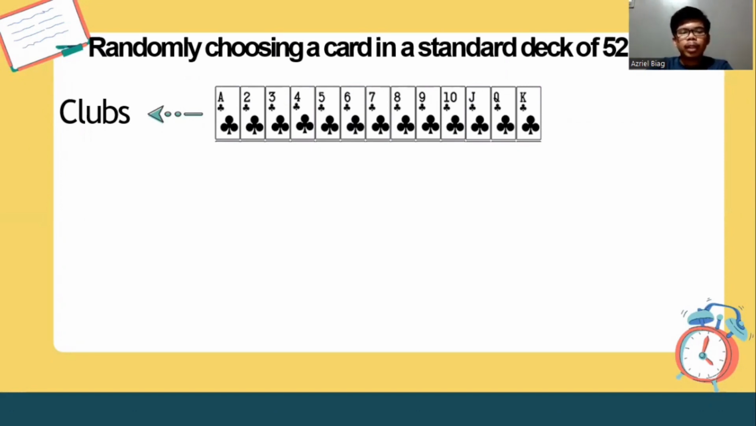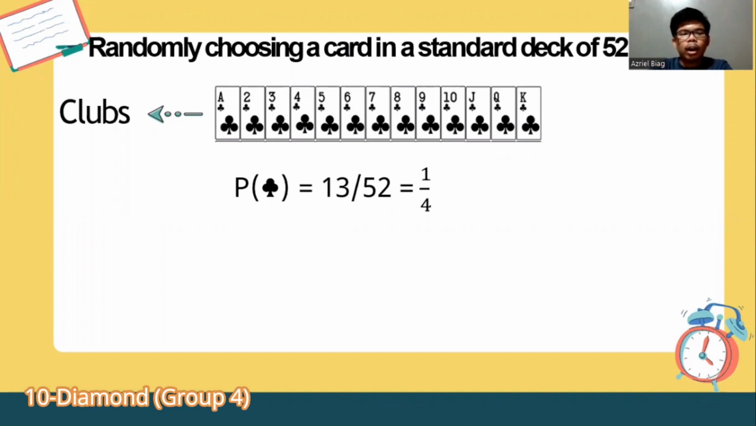Using probability of simple event, the probability of getting a spade in a deck of cards is given by 13 all over 52. Since you have 13 spades, the numerator is 13 and the denominator is 52, since we have 52 possible outcomes in the deck of cards. Or if you simplify it, it will be 1/4, since if we divide 13 by 13 it is equal to 1, and 52 divided by 13 is 4.